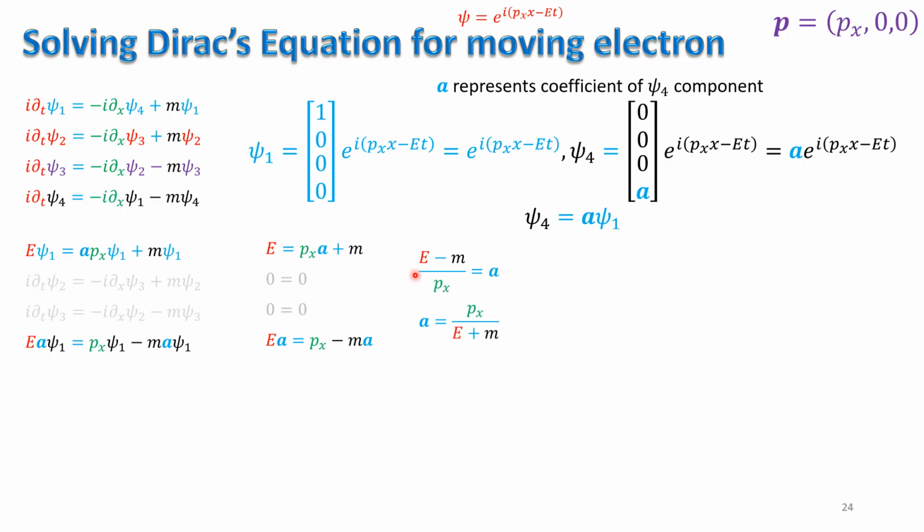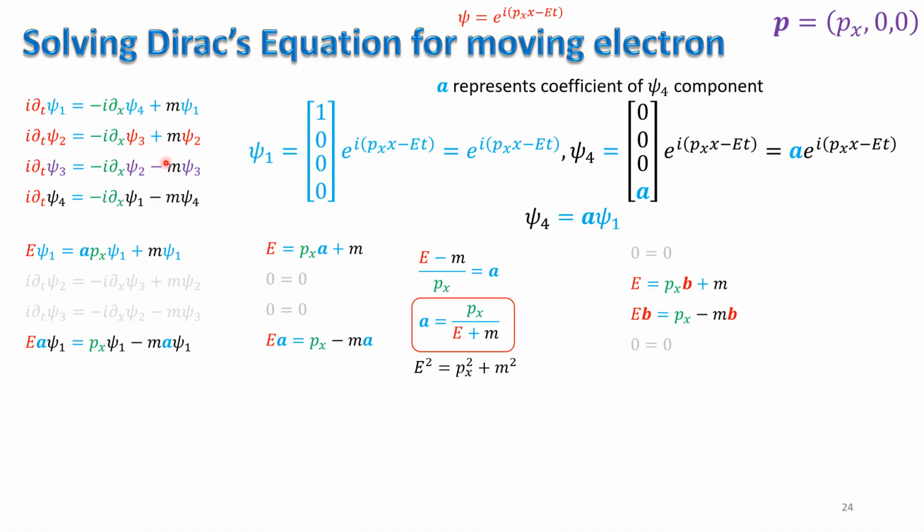This leads to a pair of equations in terms of A, and we can eliminate A as px upon E plus m. So this leads to E square is equal to px square plus m square. This restriction, the restriction on A is that this should be validated.